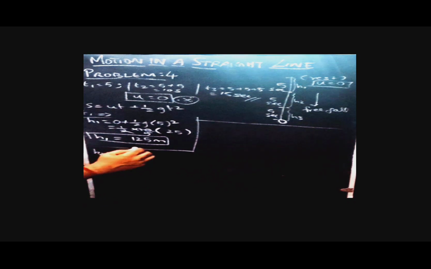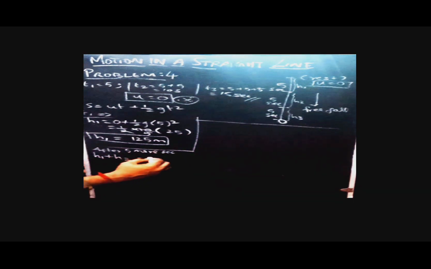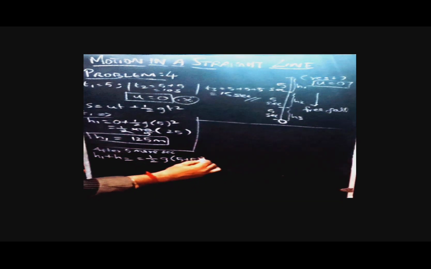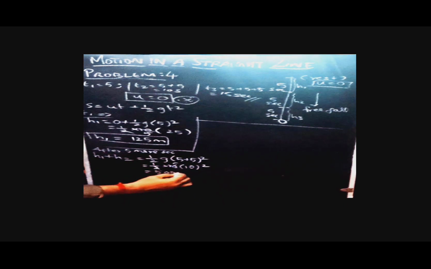The next thing is I'm going for h2. After 5 seconds, it is taking 5 more seconds. So instead of writing that as h2, it is h1 plus h2. We can write h1 plus h2 equal to half into g into time taken as 5 plus 5 whole square. I substitute the relationships, so 2 and 10 cancel to give 5. 10 square is 100, so 5 into 100 is 500. So 500 meters is the second point which you got. So h1 plus h2 equal to 500.